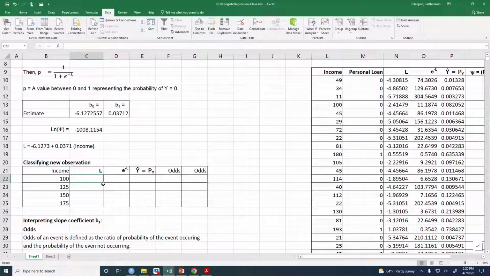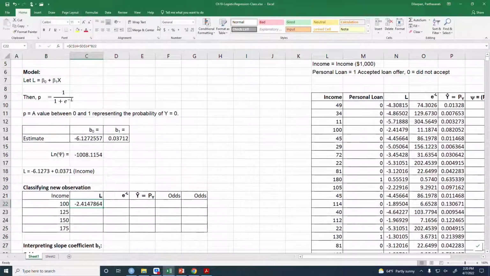So you set up your L. Okay, so L will be that B sub 0, make sure that that is absolute referenced, plus B sub 1, absolute reference, and then the income. Okay, so that gives us the value of L, the logit function.